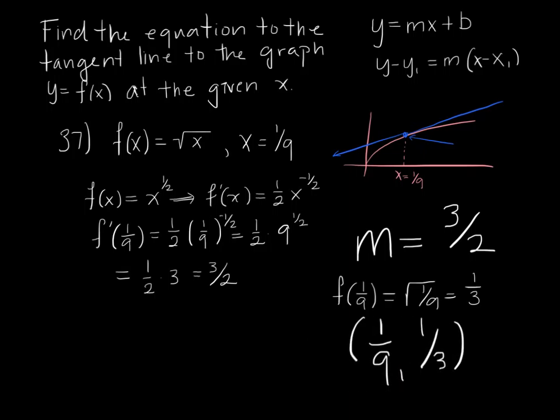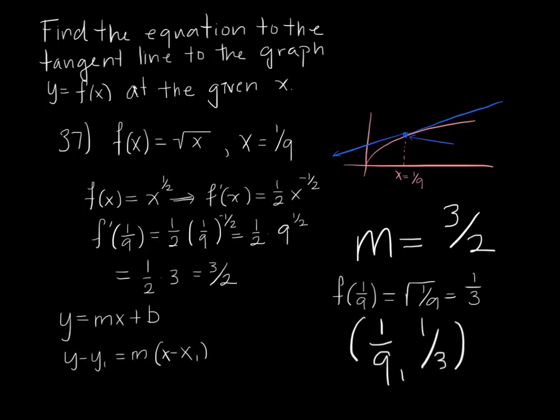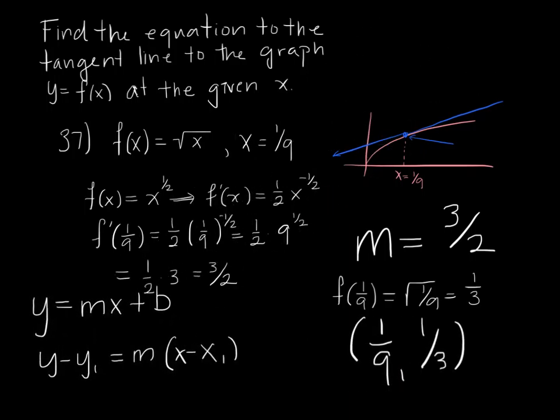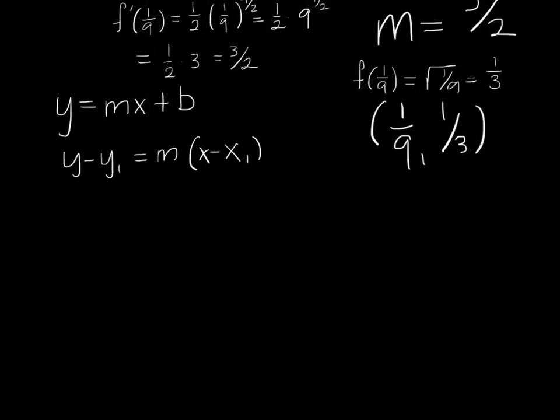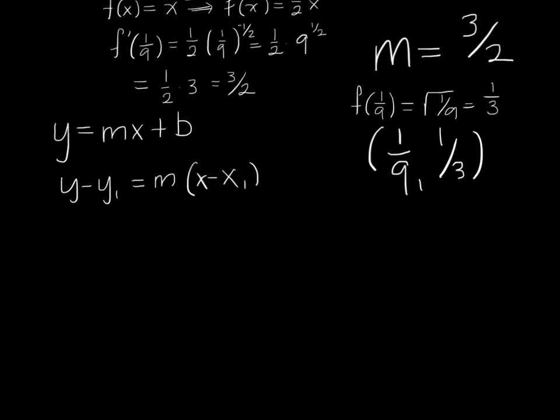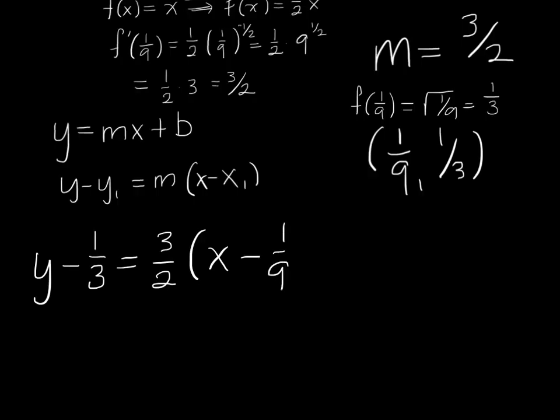So putting these things together with our formula, we should get the formula for the slope of the tangent line. So we have y minus y1, which is 1/3, equals m, which is 3/2, times x minus x1, which is 1/9. And now we're done with this problem and done with this homework.